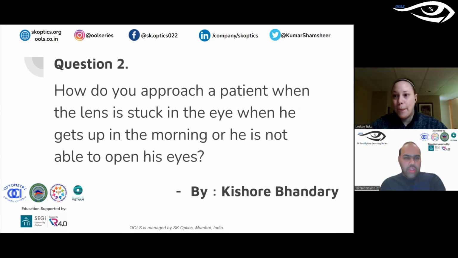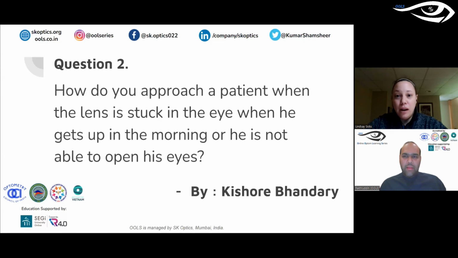And the other question which came up again, and you did talk a little bit about this in the slides as well, but just to throw more light on it: how would you approach a patient who complains that the lens is stuck on the eye and is unable to open the eyes? Any suggestions or tips you would give? Yeah, that's never a great scenario when you're getting the call on your office line at 7 a.m. and the patient says that's happened.